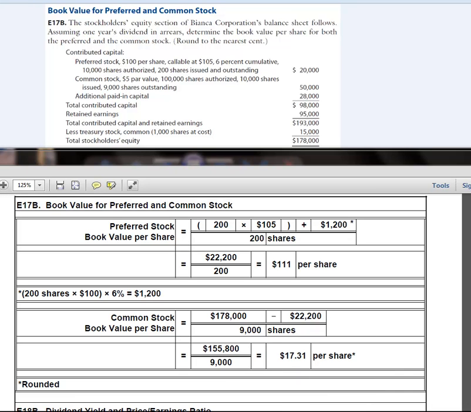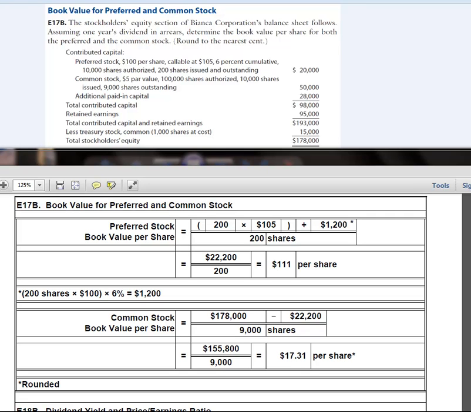In this example, we are looking at calculating the book value for preferred and common stock. So since we have preferred and common stock, we're going to have to calculate the book value for each of them separately. So we will be looking at our equity and determining how much of our equity is allocated to preferred stock and how much of our equity is allocated to common stock.